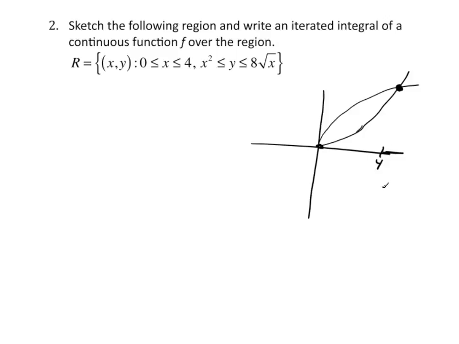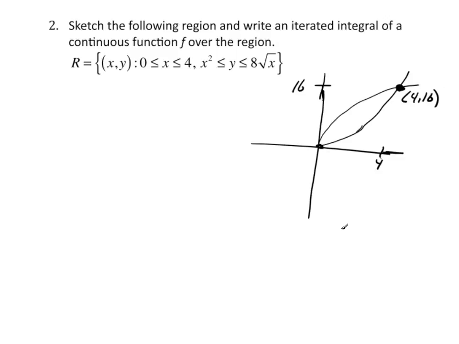If I take 4 squared, that is 16. So this would be at 16 on the y-axis. And for this one, the square root of 4 is 2, and 2 times 8 is 16. So yes, they do in fact meet when x equals 4. The intersection is in fact at (4, 16).